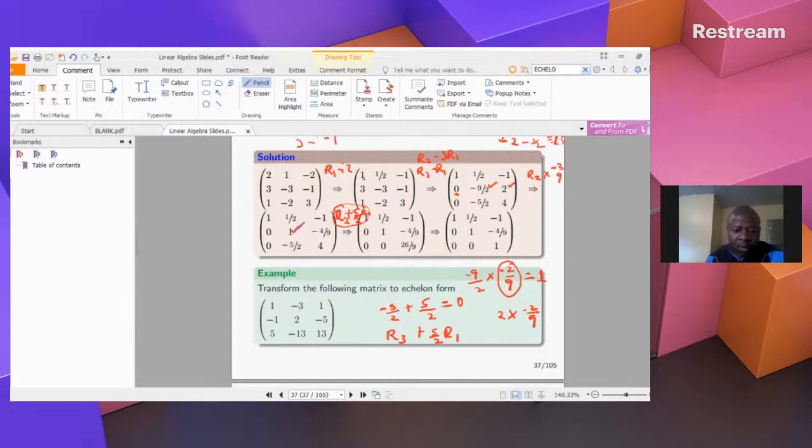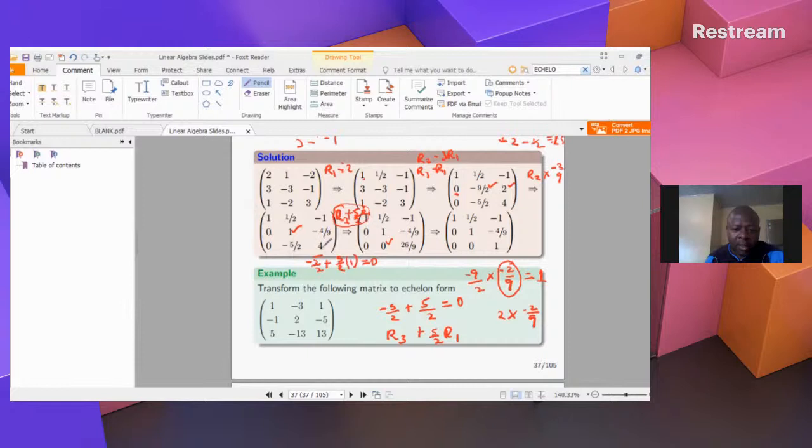So, I've said that I do not touch elements above row 2. I only want the elements below row 2. So this negative 5 out of 2 plus negative 5 out of 2, plus 5 out of 2 times row 1. But the element in row 1 is 1. So this gives me 0. It's this 0 that I've written here.